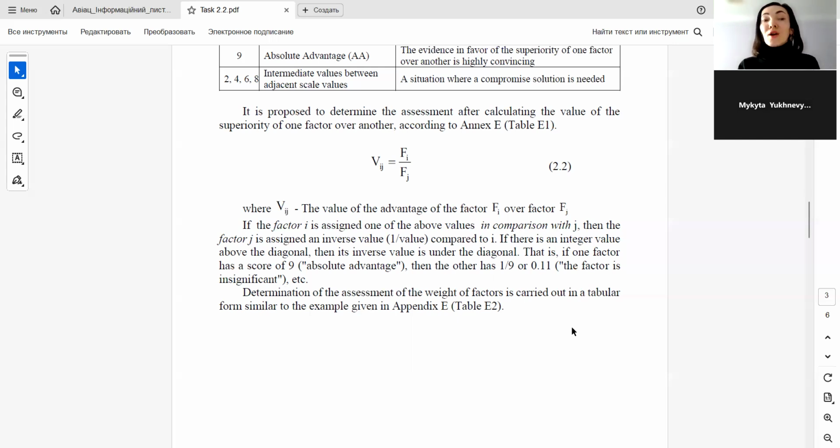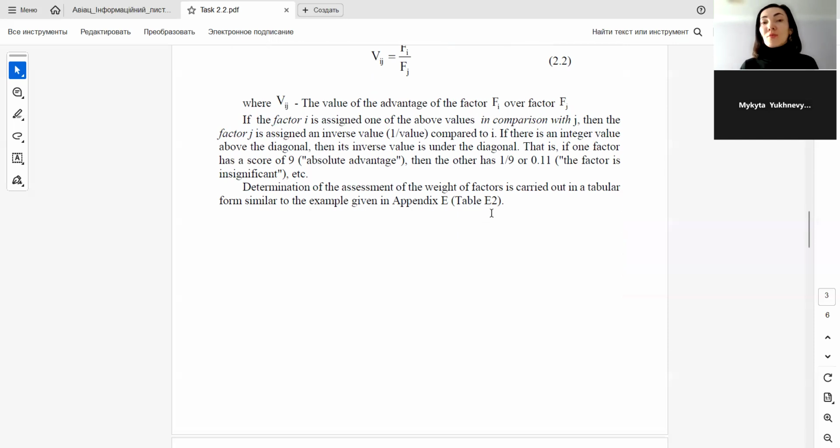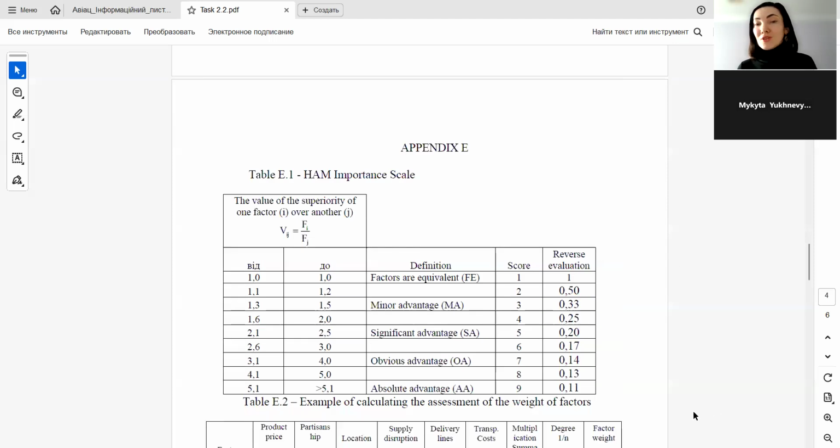That is, if one factor has a score of 9, for example, it is an absolute advantage, then the other has 1 divided by 9, or 0.11. The factor is insignificant, etc. So the determination of the assessment of the value of factors is carried out in a tabular form similar to the example given in Appendix E. So we need to use table E.2 and understand what it means when we find this value.